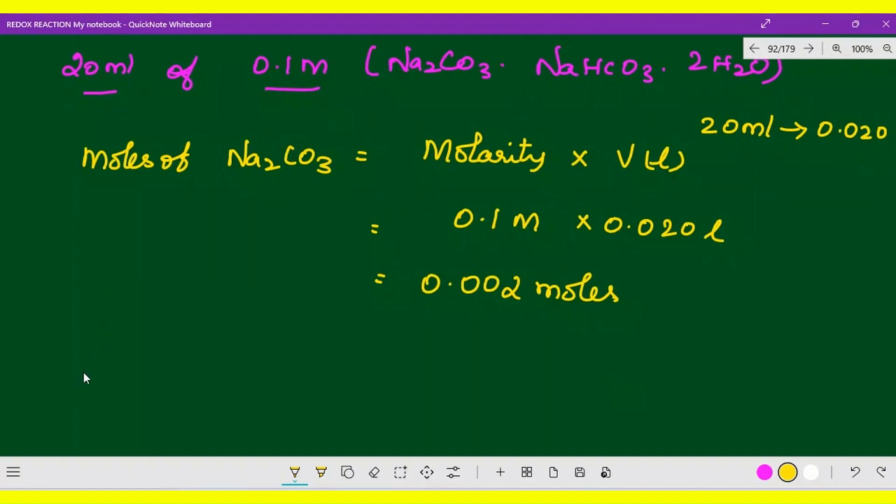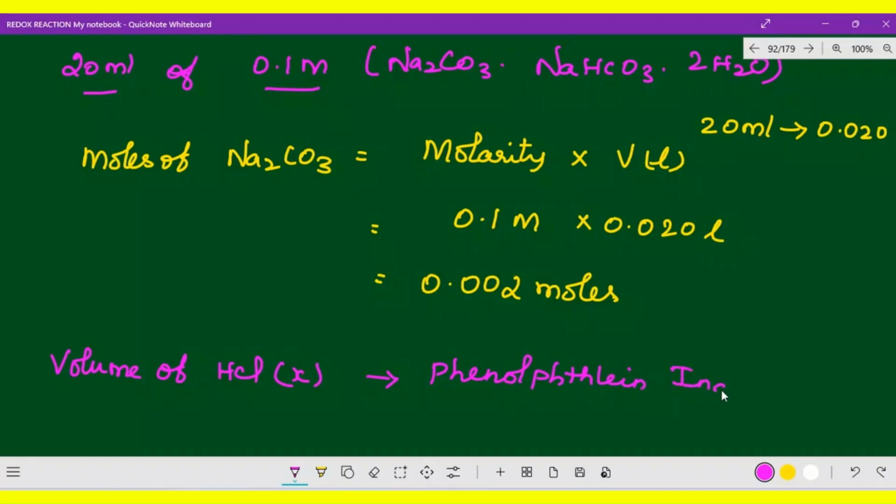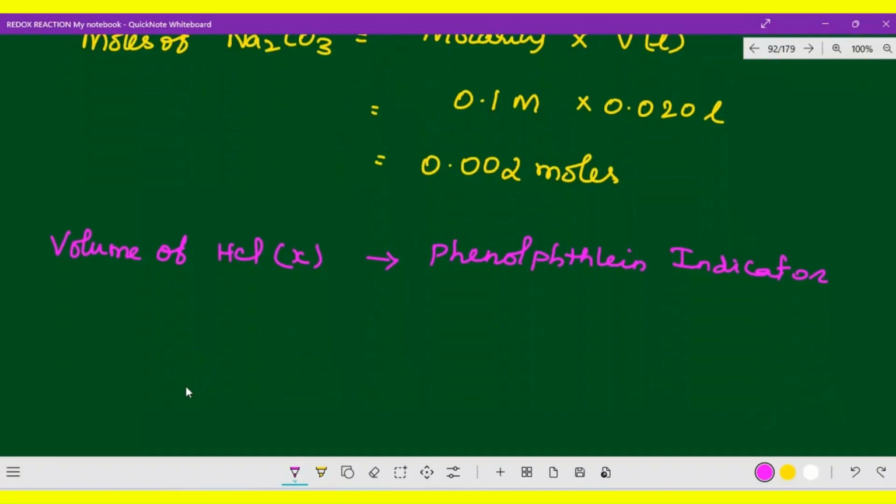Now here in this point, volume of HCl. So volume of HCl, what indicator we are using? Phenolphthalein indicator. Volume of HCl in that X mL, right? Right. Now here, let us identify the moles here. Actually, Na2CO3. So here X mL of that moles. So this here volume of X, that is HCl.